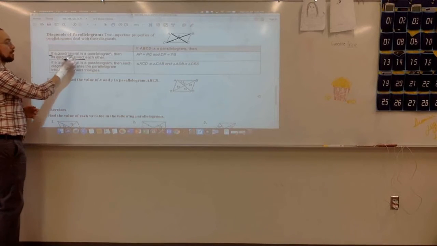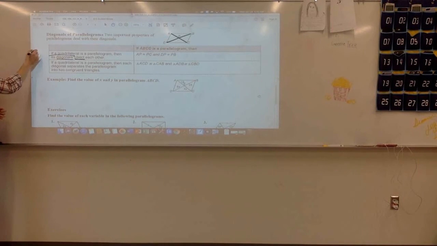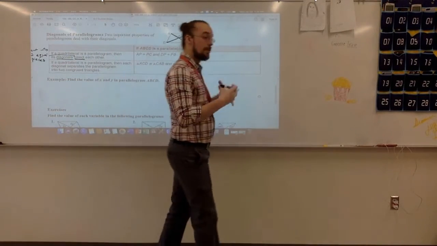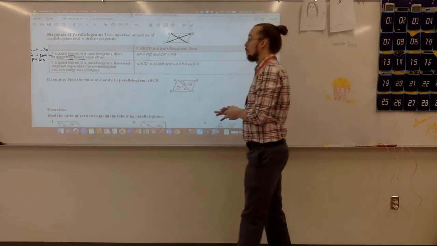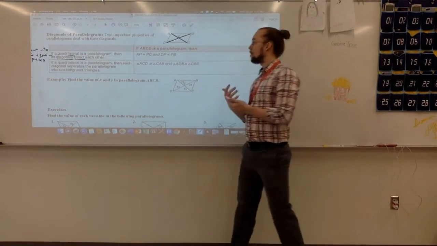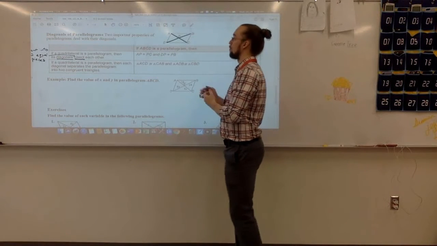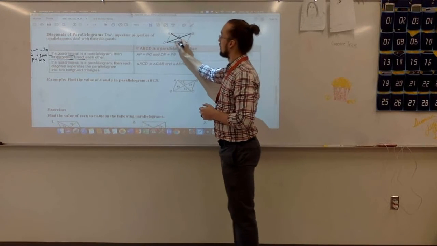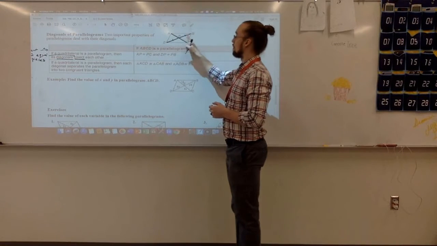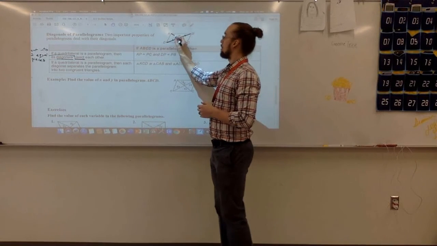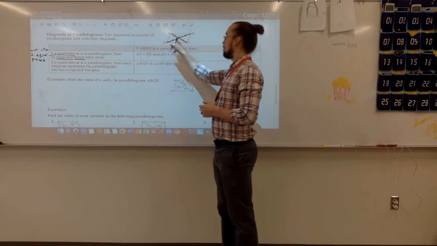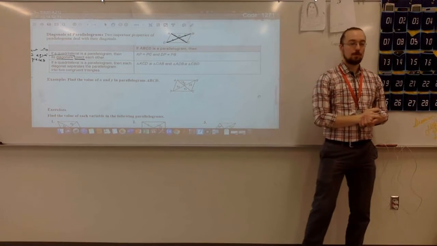Right. So if you want to make a note, what bisect means: cut into two equal pieces. So we're saying if I draw in these diagonals, they cut each other in half. So what we could say then is those halves are equal to each other. They're not all four equal. It would just be like here I could say DP and BP have the same length. And then I could separately say AP and CP have the same length.